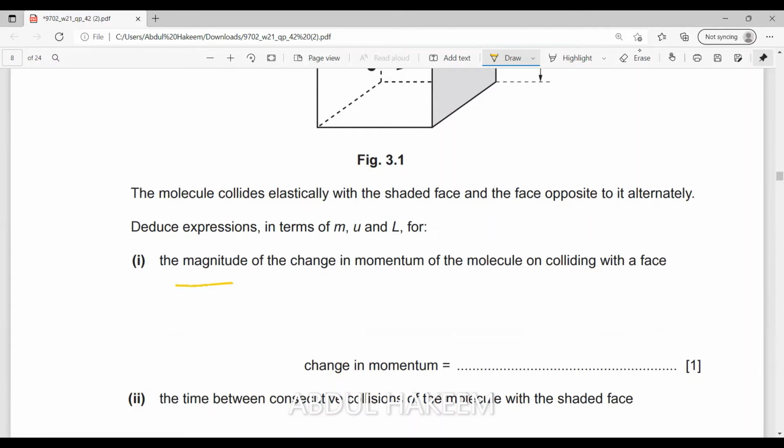Look in this direction. Momentum of the molecule is mu. After collision, it's moving in this direction, and its momentum is minus mu, the same speed in the opposite direction, because the collisions are perfectly elastic. So the change of momentum is the final momentum minus the initial momentum. So the answer is 2mu. You can also write negative 2mu.